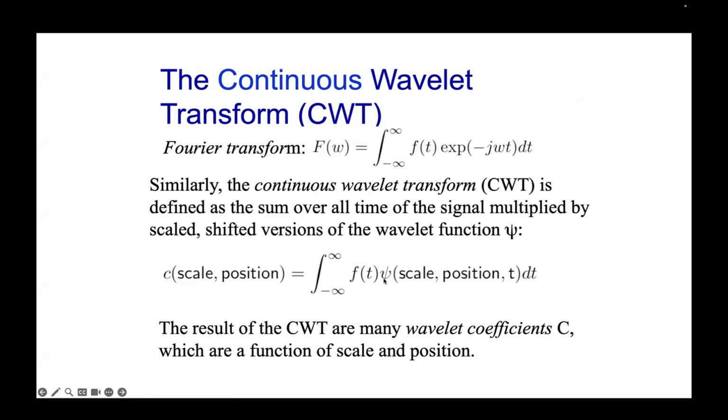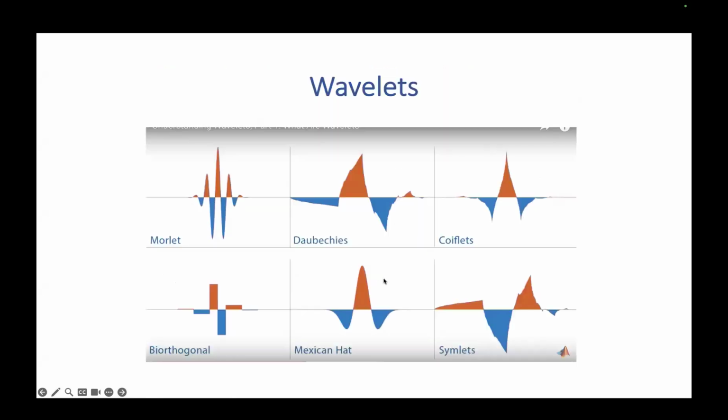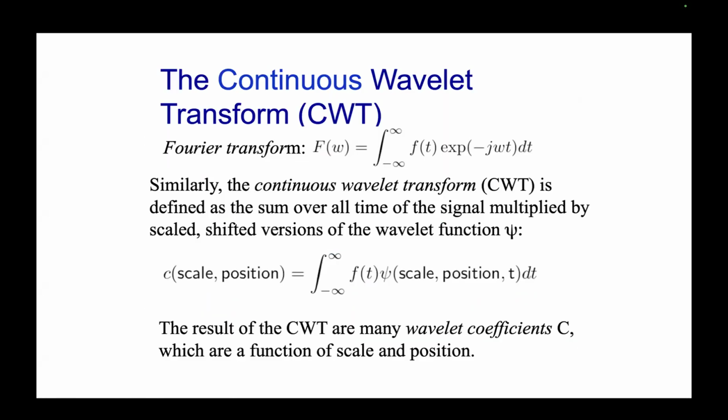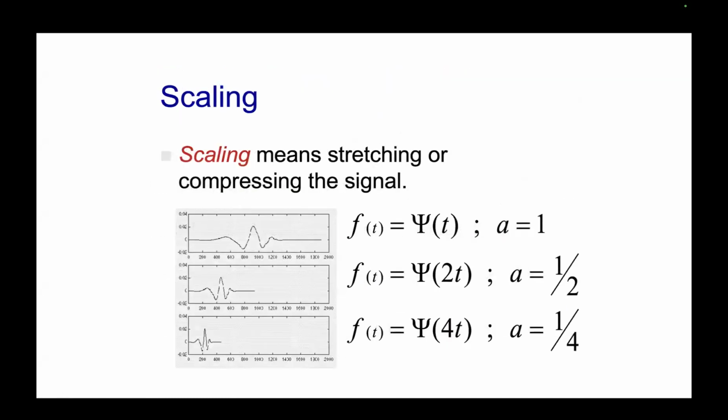So psi here is the wavelet, which is one of these. And there is this concept of scaling and position shifting that we'll see in a minute. The result of the CWT is many wavelet coefficients, which are a function of scale and position. So let's look at what the scale and position are.